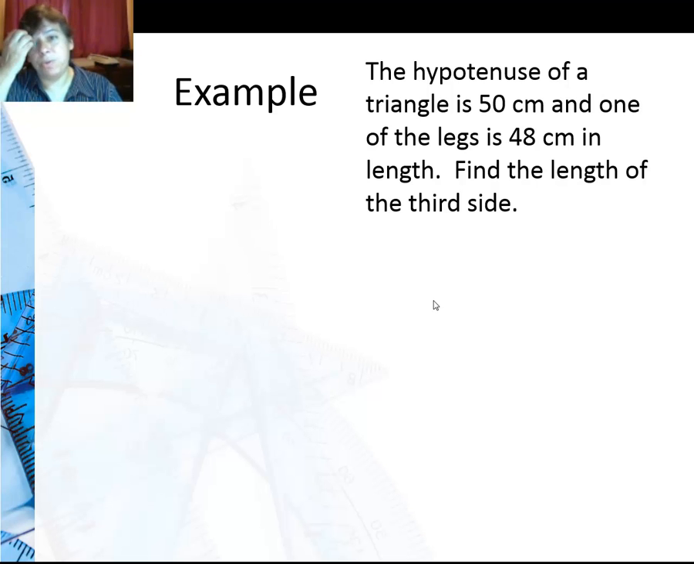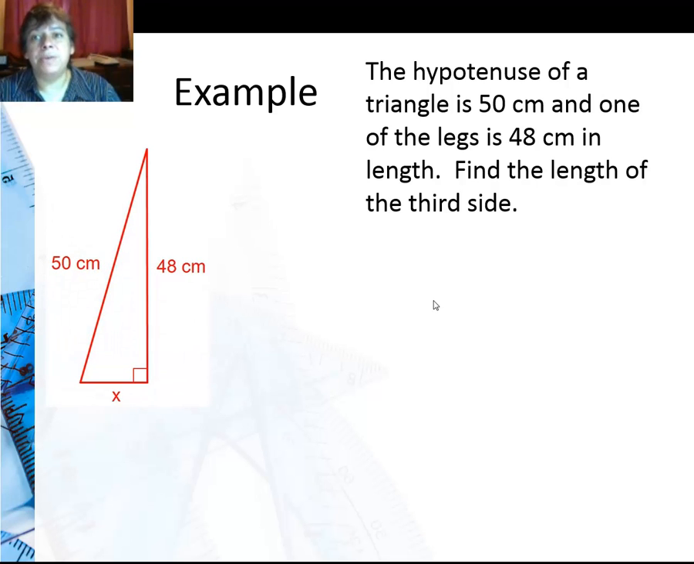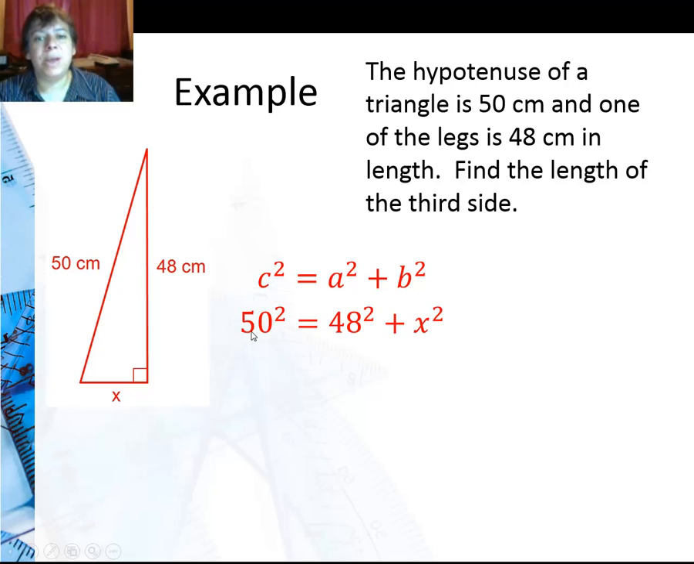So in this example, the hypotenuse of a triangle is 50 centimeters, and one of the legs is 48 centimeters in length. We want to find the length of the third side. So here's my triangle, and it's always a good idea to draw one. And I labeled one side with 50 centimeters. This is the hypotenuse, so it's the longest side. This one's 48 centimeters, and I'm trying to find the short leg. Write down the equation. Now, here's the important part. Where does the 50 go? It goes here because it's the long side. And so I get 50 squared equals 48 squared plus x squared.